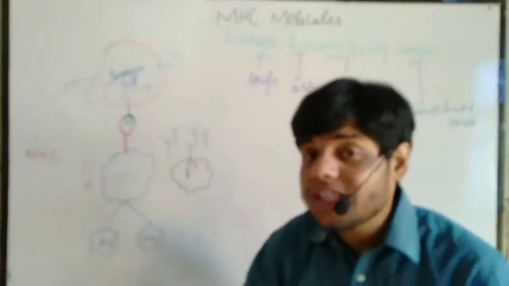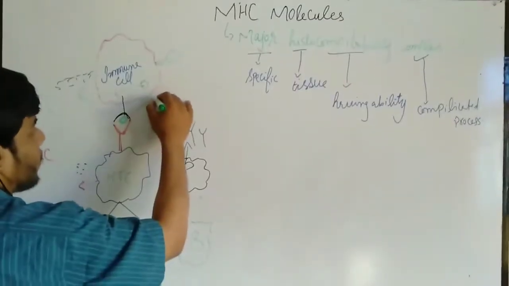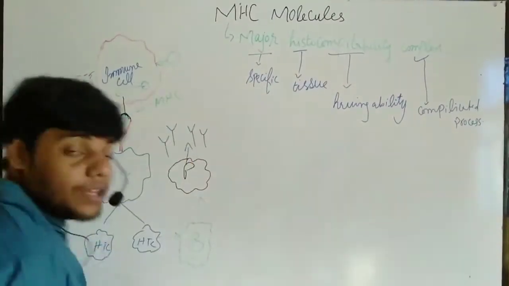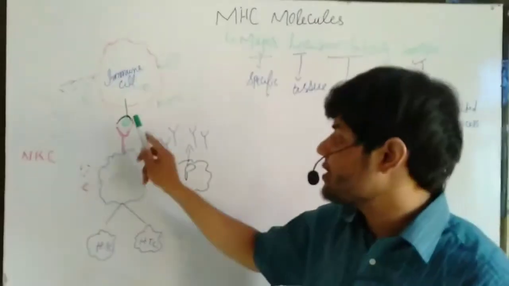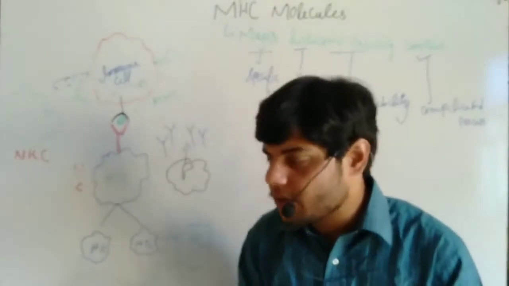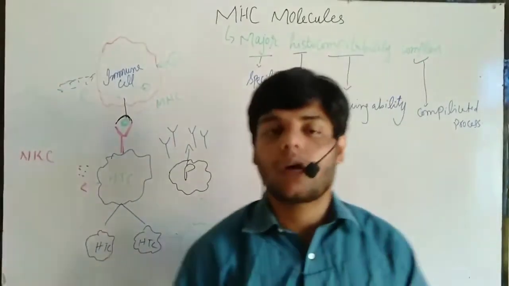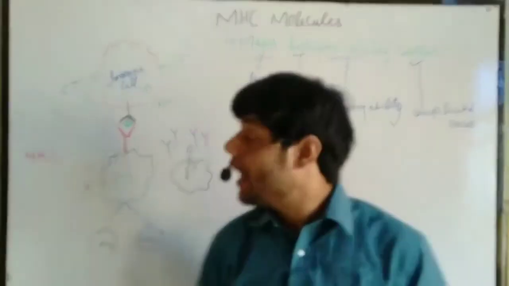So how are these processes possible? These processes are possible by the MHC molecule. This is how the whole function proceeds through the MHC molecule. If this MHC molecule is not synthesized, the same process will not happen. So that's how the MHC molecule is very important. Now one thing more.